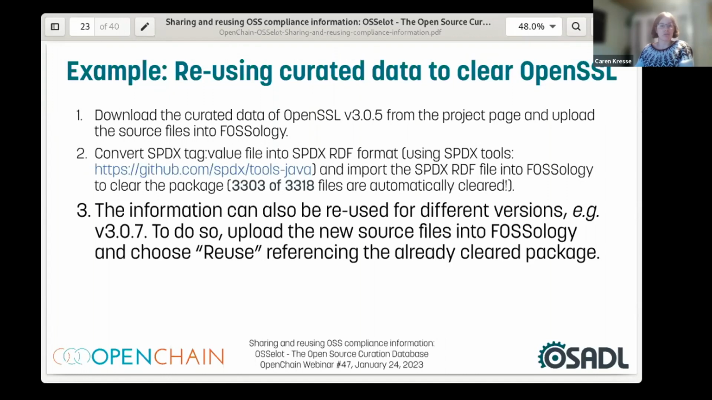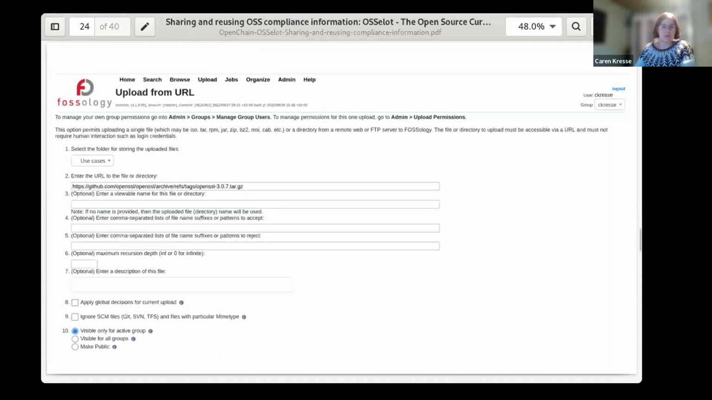However, you can also reuse this information then to clear a different version. Let's take version 3.0.7 in this example. So again, we do the same step. We upload the source files into FOSSology, but now we use the reuse functionality of FOSSology and reference the already cleared package, so OpenSSL 3.0.5. And this is what that looks like.